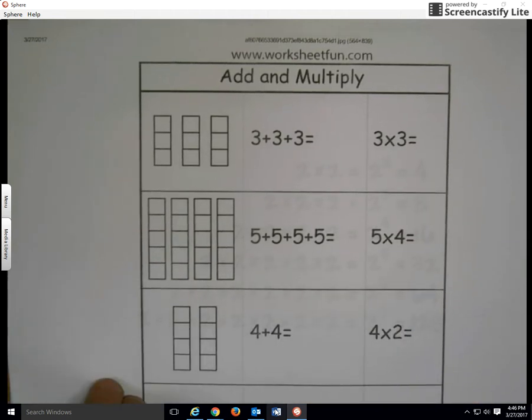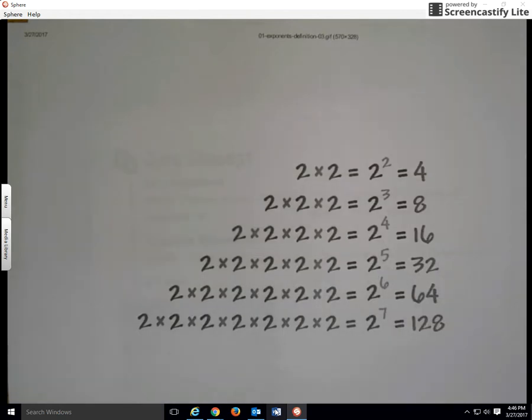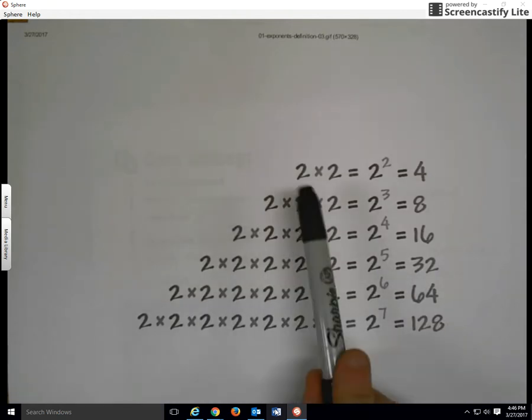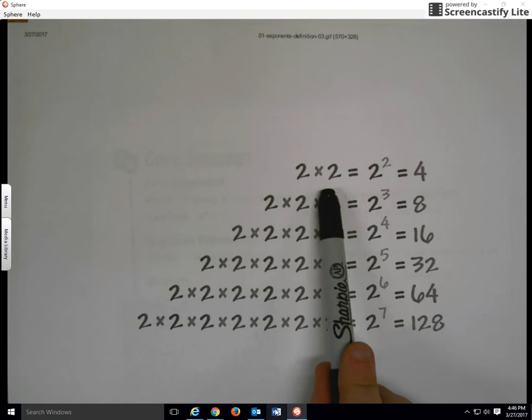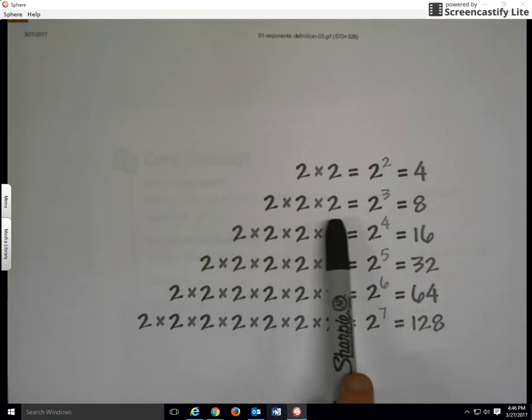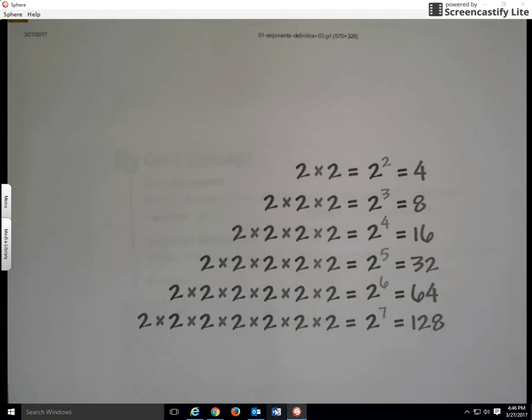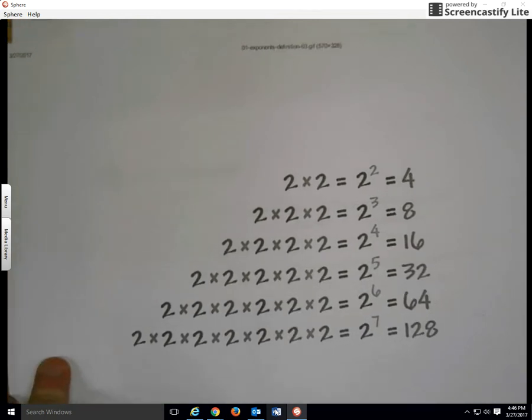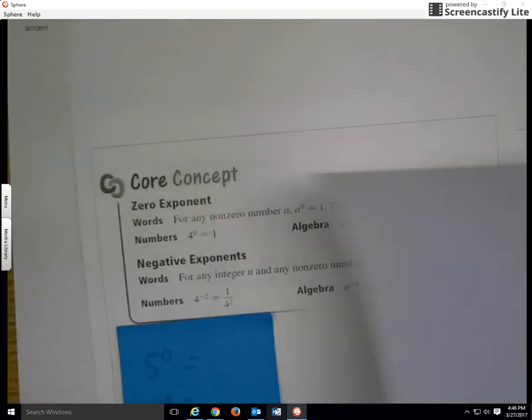What an exponent is, is when you don't repeat addition, but you repeat multiplication. Like 2 times 2 is 2 to the second power, which is 4. 2 times 2 times 2 is 2 to the third power, and that's 8. So that's a quick reminder of what an exponent, or some people call it power, actually is.